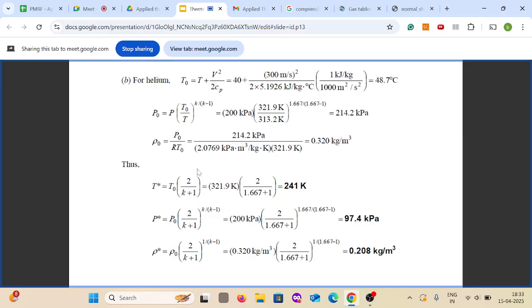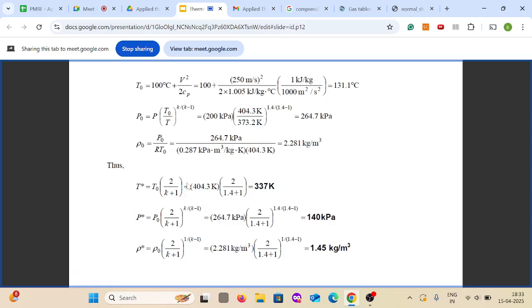And similarly, using the critical ratio formula, T star is T naught into 2 by gamma plus 1. T star comes out to be 241 Kelvin, and P star comes out to be 97.4 kilopascal. And then rho star density is 0.320 into (2 by 2.67) raised to power 1 by 0.667, gives you 0.208 kg per meter cube.